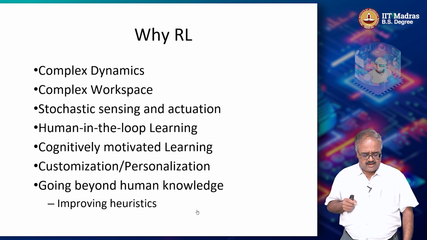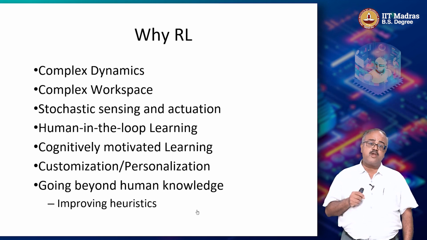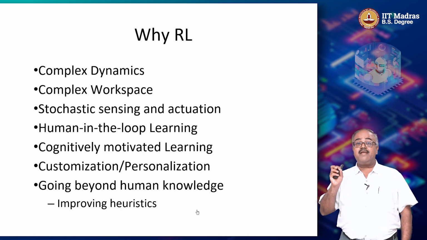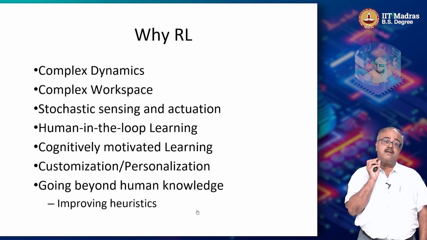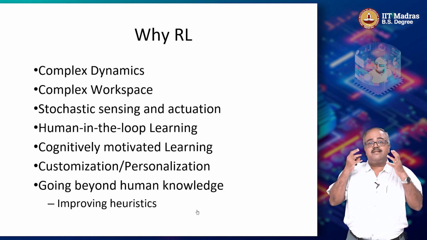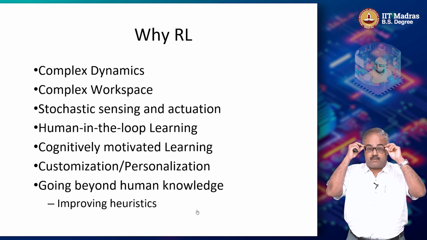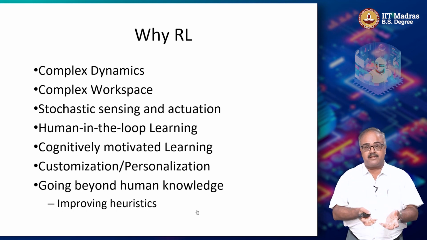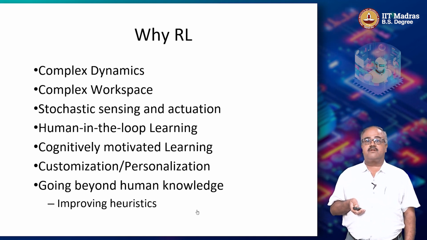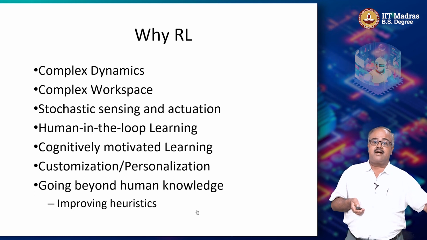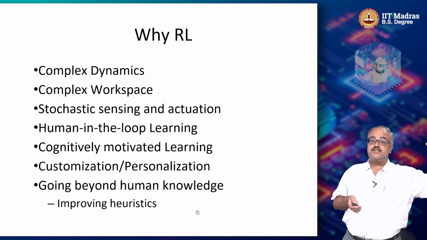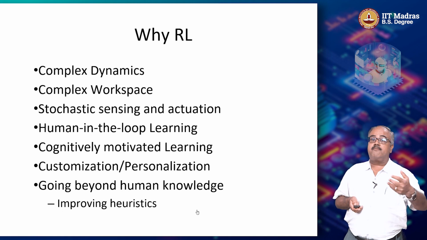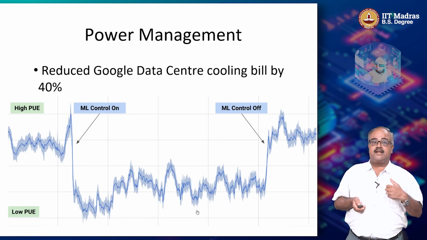The other way reinforcement learning agents go beyond human knowledge is the way they can improve upon what are called heuristics. Humans have some intuitive notion of how a problem should be solved, so they come up with a simple solution for that, and then RL can sit on top of that solution and use it to come up with a better solution through this kind of trial and error learning.